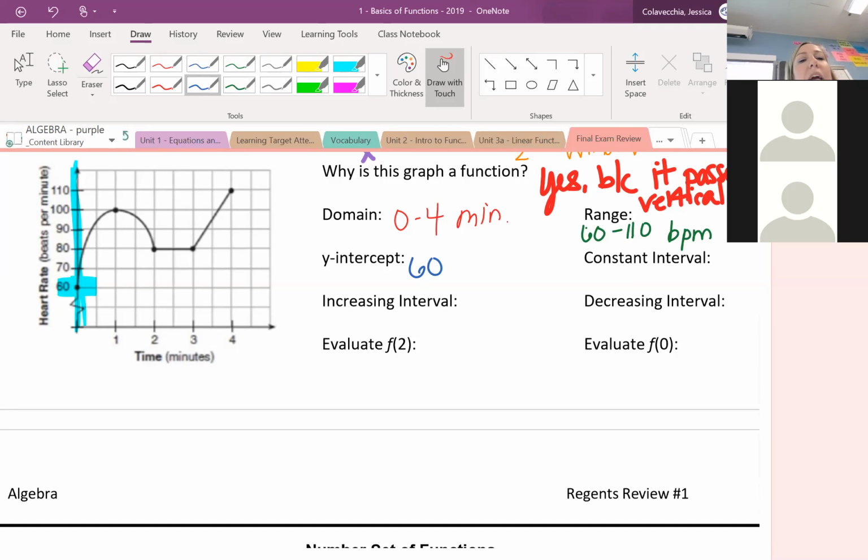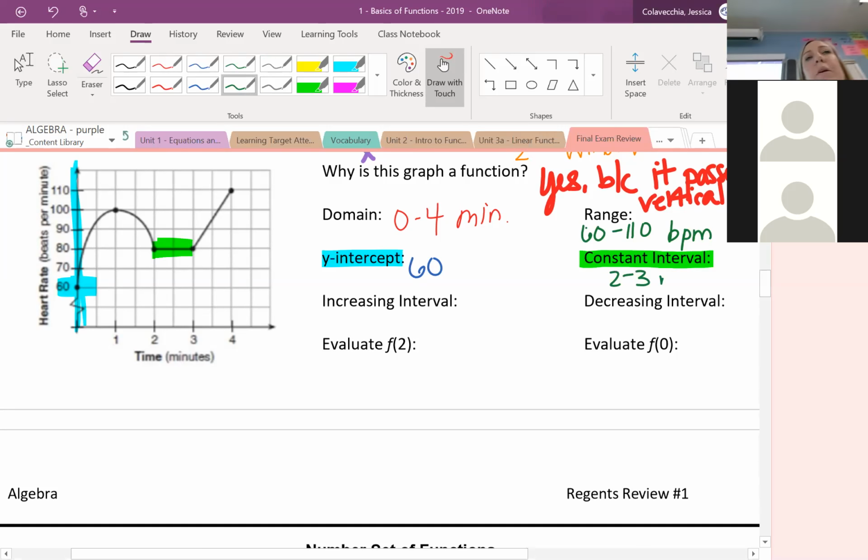All right, constant intervals. Okay, constant interval. What does the graph look like, first of all? What does the graph of a constant look like? Horizontal. Yep. So 2 to 3 minutes. You always use x values there.